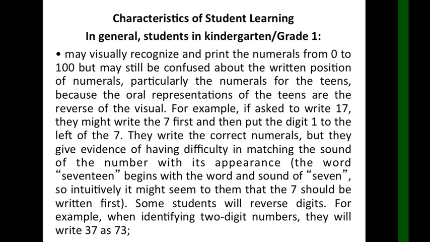They write the correct numerals, but they give evidence of having difficulty in matching the sound of the numbers with its appearance. The word 17 begins with the word and sound of 7, so intuitively, it might seem to them that the 7 should be written first. Some students will reverse digits. For example, when identifying two-digit numbers, they will write 37 as 73.